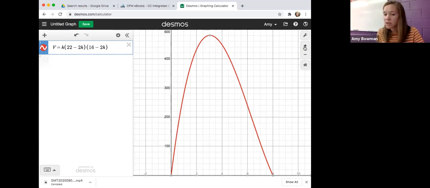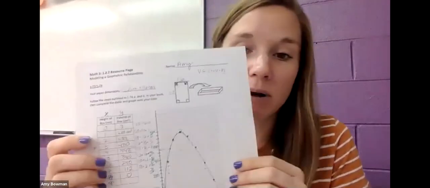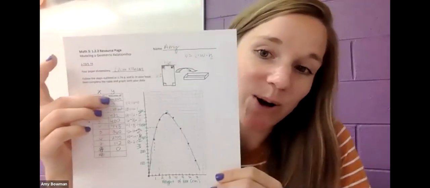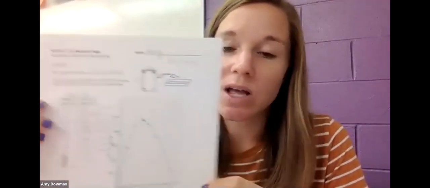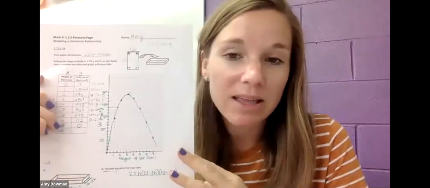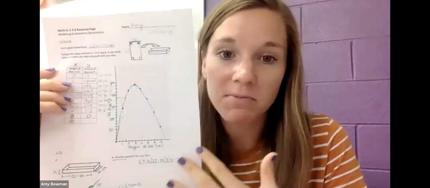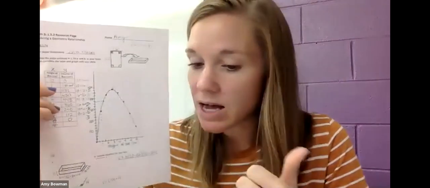So I'm going to stop here. This kind of finishes the lesson on modeling a geometric relationship. The relationship that we modeled was the volume of a box based on its height. So you guys will see more problems like this, and they will all have the same feel and patterns as this one. So that's it. Hopefully you guys are all set to do the assignment for this, and you'll get some more practice with this on the closure assignment for chapter 1.